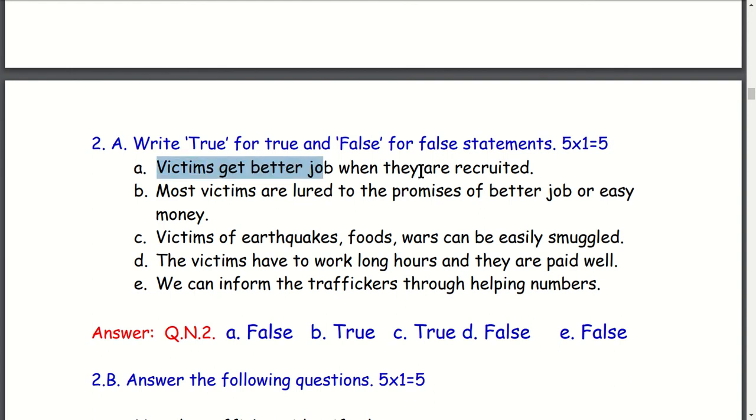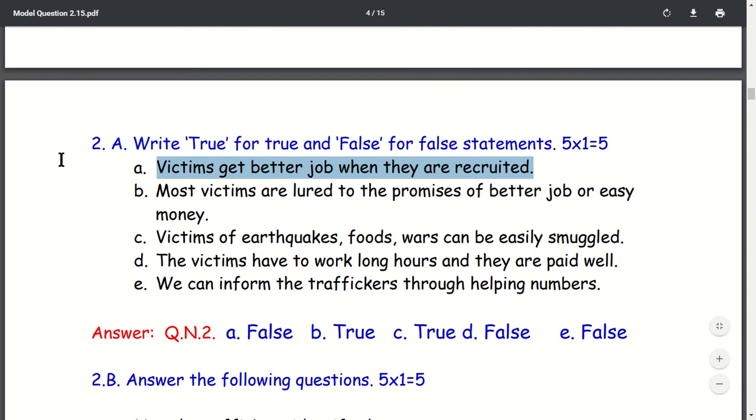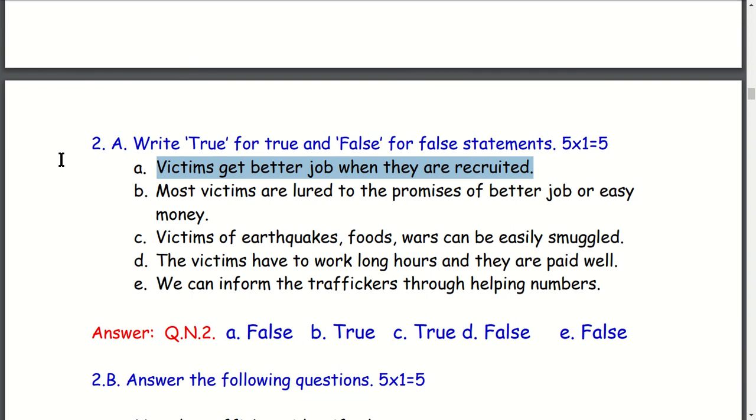I have not copied this sentence statement here. Generally, one statement carries 1 mark. I think it is better to copy it down and write false or true, because it carries 1 mark. Sometimes in the past questions, when the question says so, you have to write a long answer to secure 1 mark there.